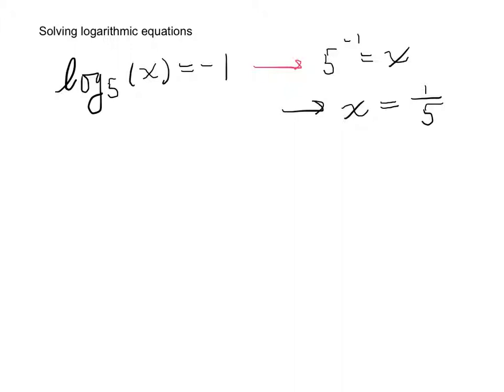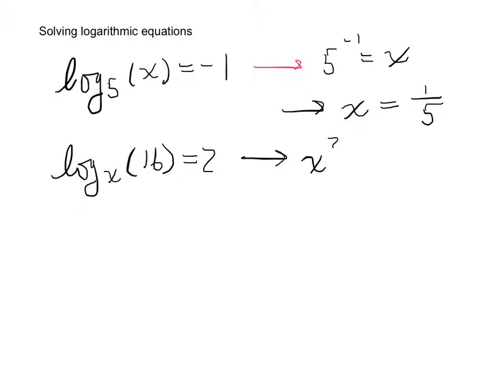Okay, let's try another one. How about log base x of 16 is equal to 2? If we translate that, we get x squared is equal to 16. And what are the possible values of x? Well, in this case, we know that x is equal to plus 4 or minus 4. But you might remember that when we talk about logs, we usually insist that the base is a positive number, so we usually would exclude minus 4 there.